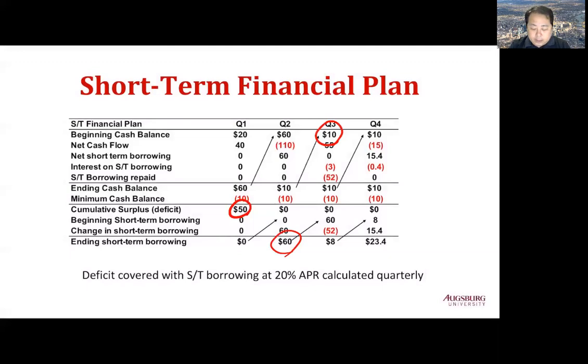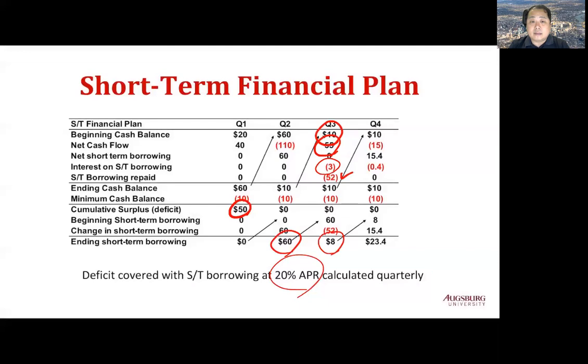Net cash flow is 55, and we need to pay interest on short-term financing. If the APR is 20%, each quarter interest on short-term debt is 5% of the short-term borrowings. In this case, 60 million times 0.05, 3 million. Then we can pay back $52 million to the short-term debt principal. So our new short-term borrowing balance is $8 million.